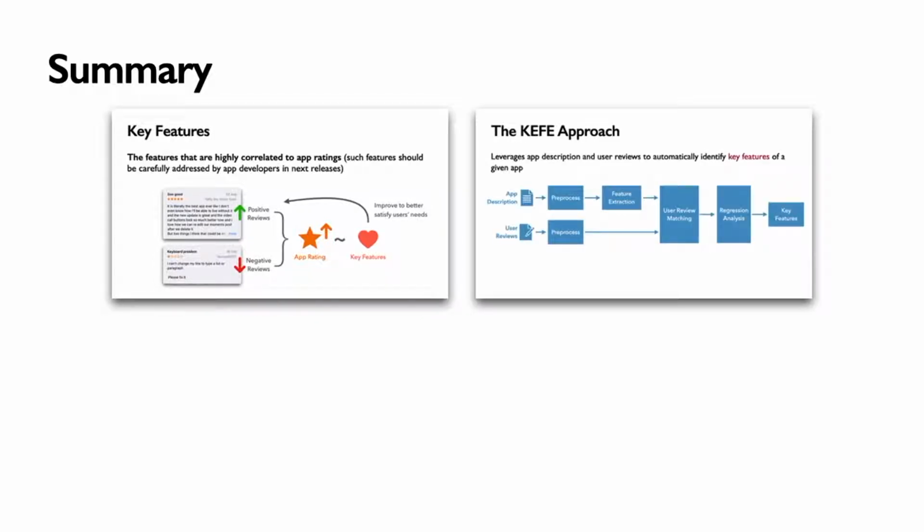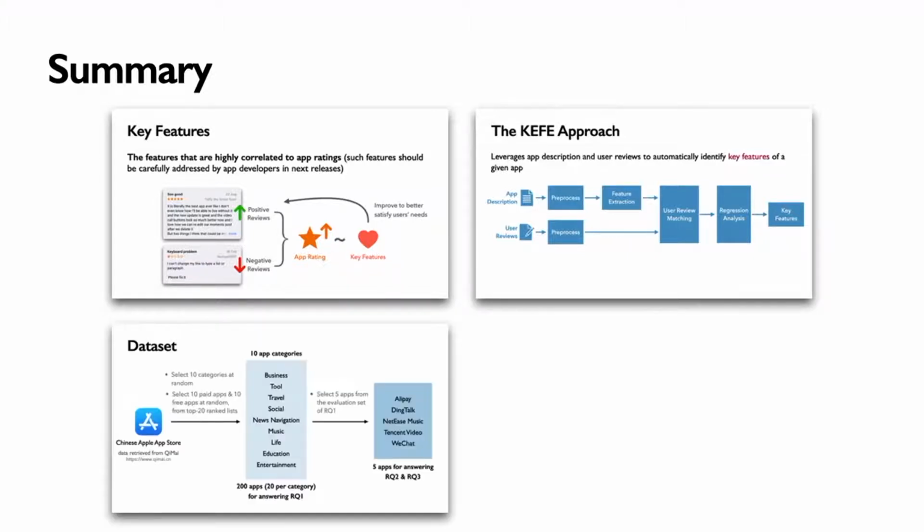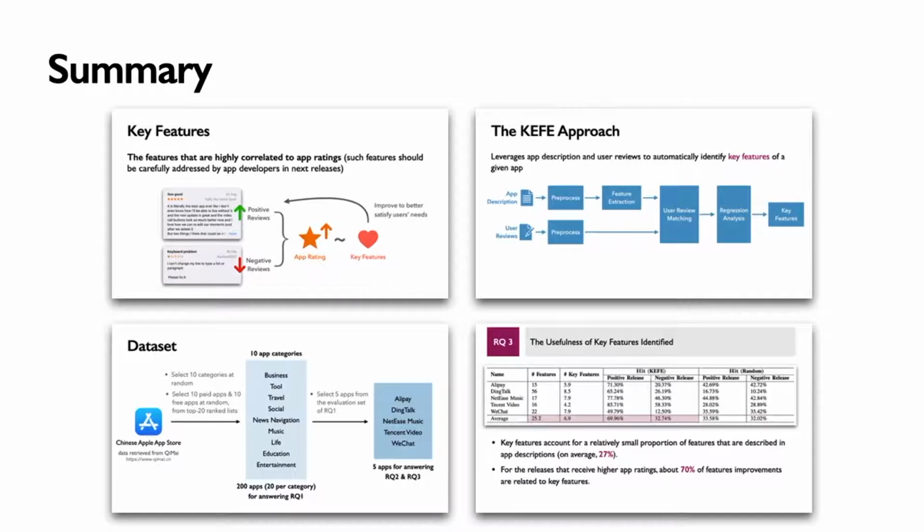Summing up, in this study, we first introduced the concept of key feature to refer to the features that are highly correlated to app ratings. We then developed a novel approach, KEFE, to identify such key features based on app description and user reviews. We have also conducted experiments on a dataset of Chinese Apple App Store, and the results demonstrate the effectiveness and usefulness of our KEFE approach.